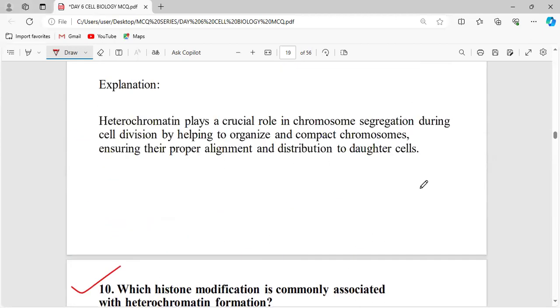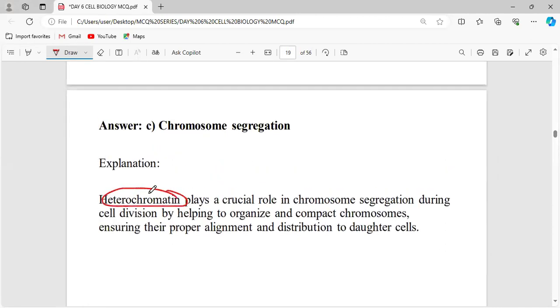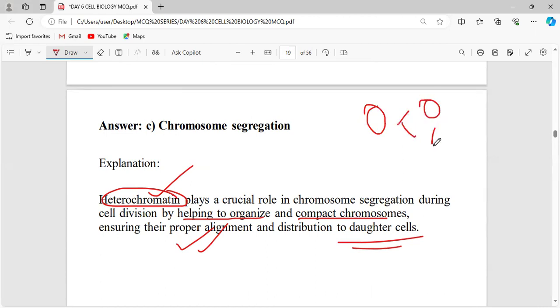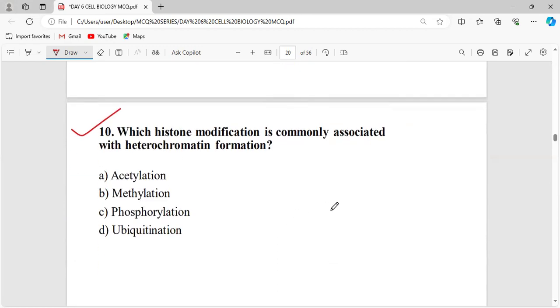Kindly read the explanation also. Heterochromatin plays a crucial role in the cell division process by helping to organize and compact chromosomes, ensuring their proper alignment and distribution to the daughter cells. Because one cell has to be divided into two cells in mitotic division, is it not? The proper segregation between these two daughter cells is done only by heterochromatin. So chromosome segregation plays an important role.